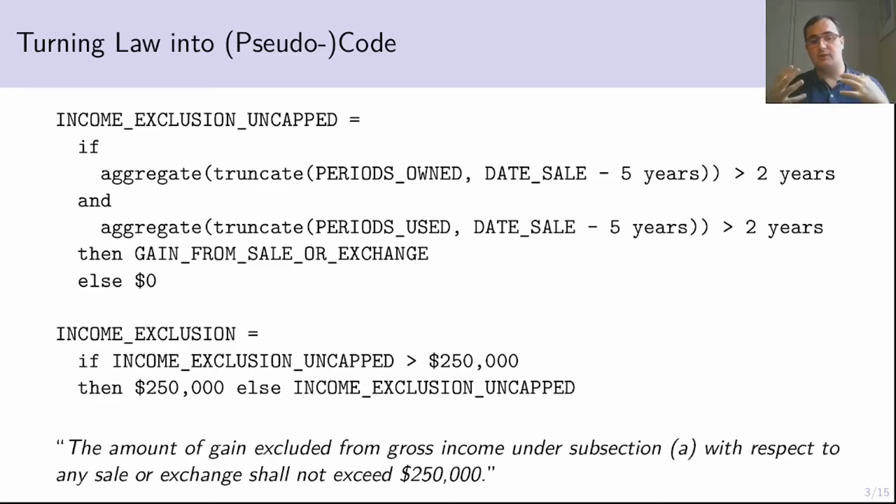And of course, to model the exclusion, we have to define another variable, which is a capped version of the previous quantity by the limit, which is $250,000.